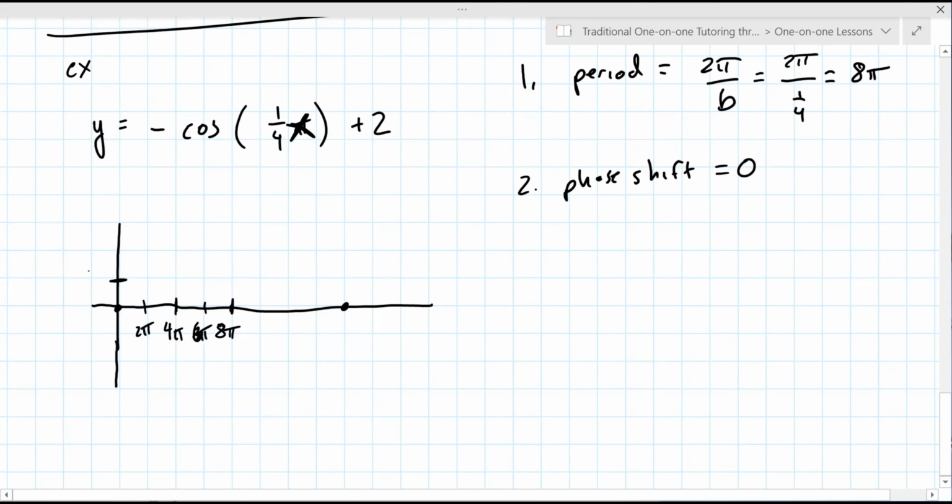And I'm really bad at labeling these things, but you should be labeling the X and the Y axis also. Yeah, I'm very negligent on that. Now, all we've taken care of when we graph this is the period. We've not taken care of the negative or the 2. I strongly recommend you at least get the parent function down before you move on to the other stuff.